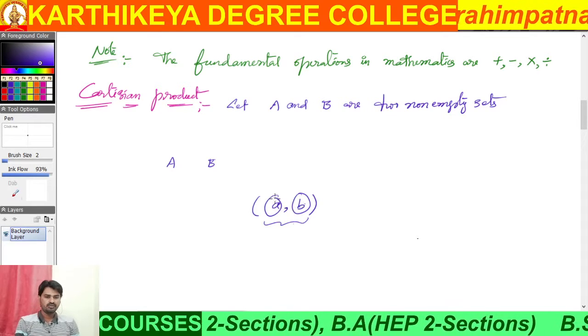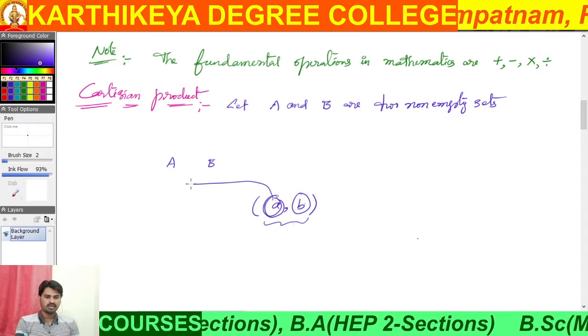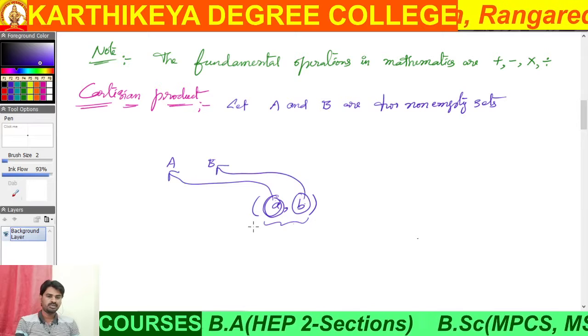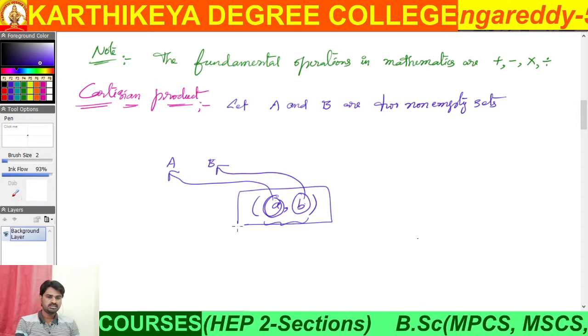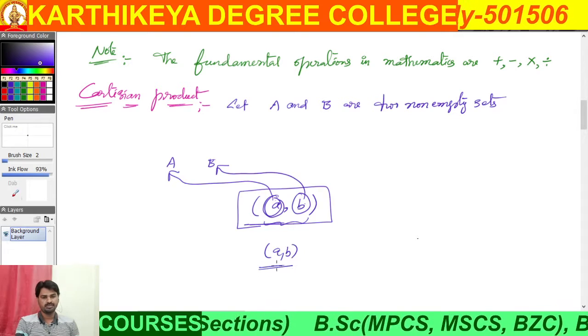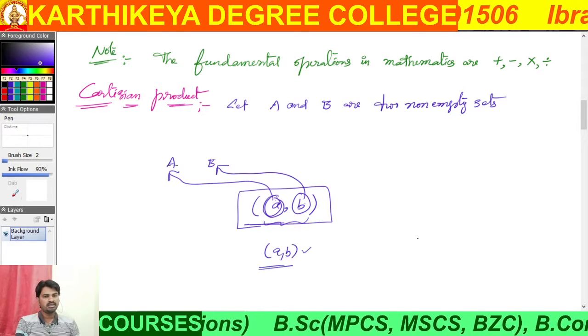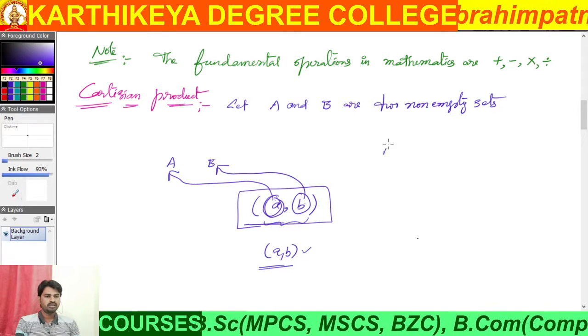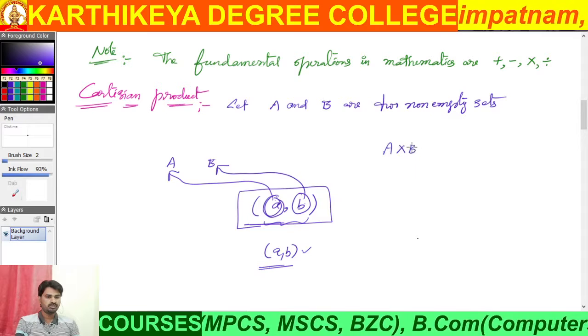If you take the first element a in the set A and the second element b in the set B, then the ordered pair (a, b) is an element of the Cartesian product of A and B. The Cartesian product of A and B is denoted by A × B.